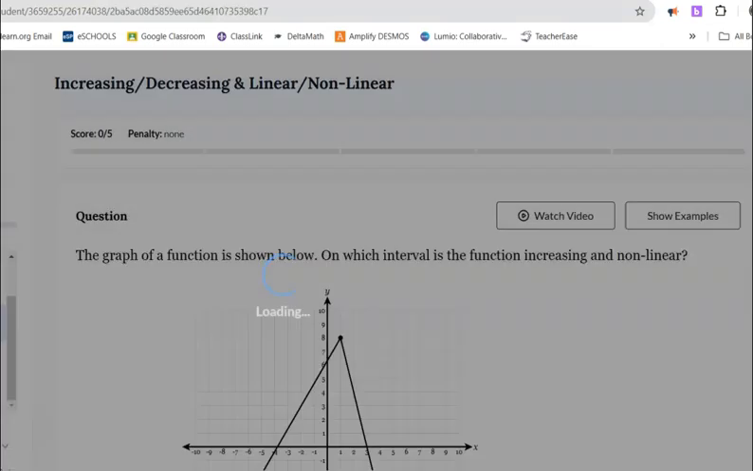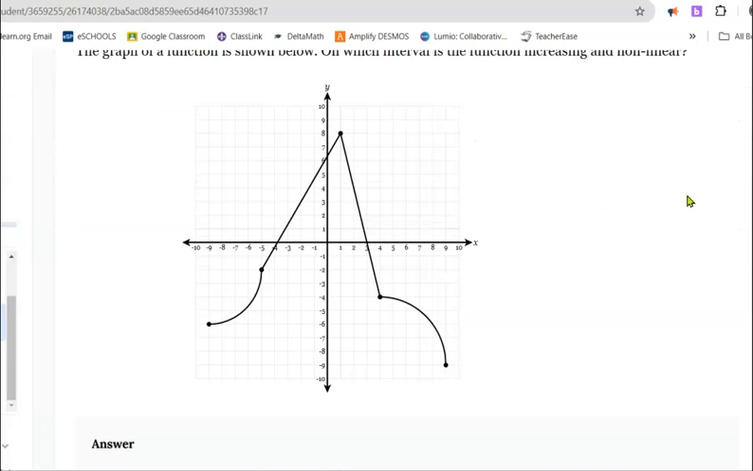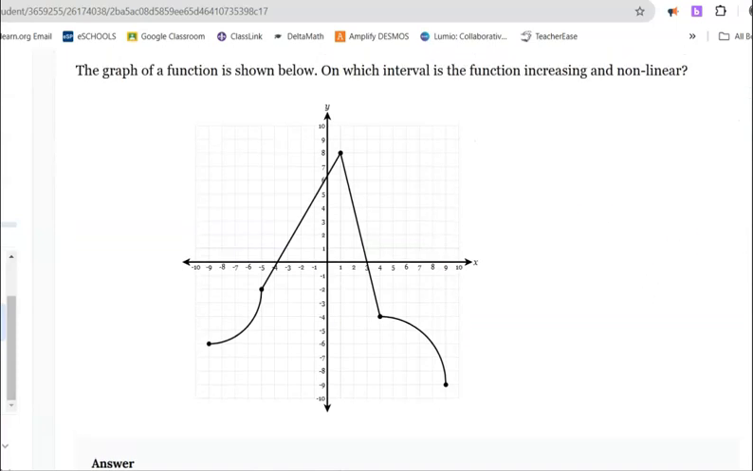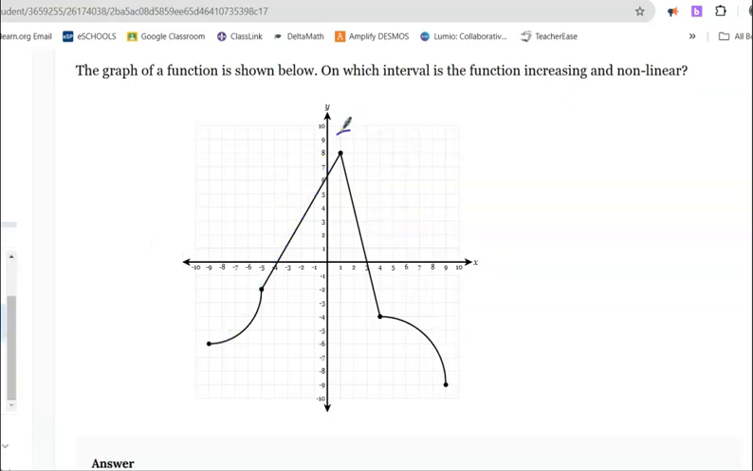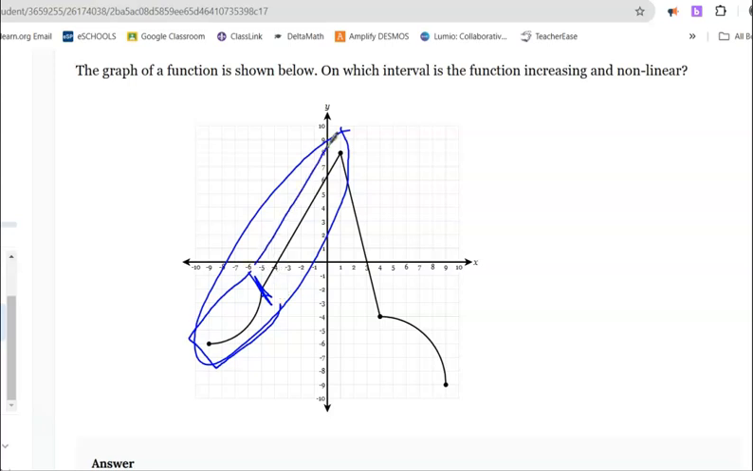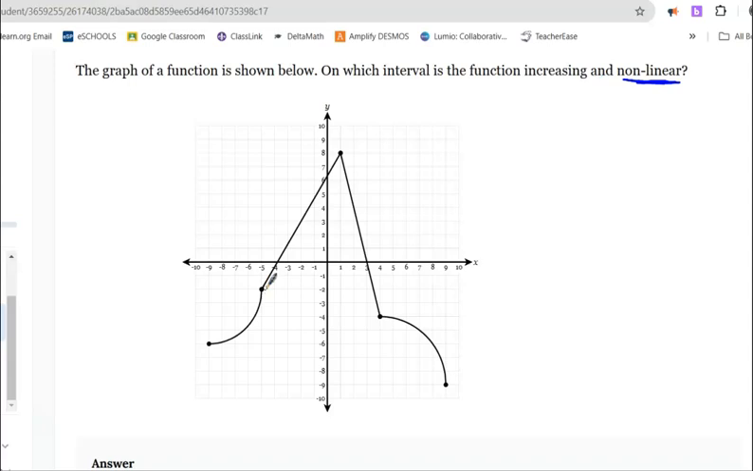Let's take a look at the next section. How to tell if something is increasing and not straight, right? Increasing means as you read the graph, your eyes go up. See how my eyes are moving up? And then here, my eyes are moving down. So that means these are the two increasing sections. Section 1, section 2. Question is, which one is nonlinear? And that's this section here.